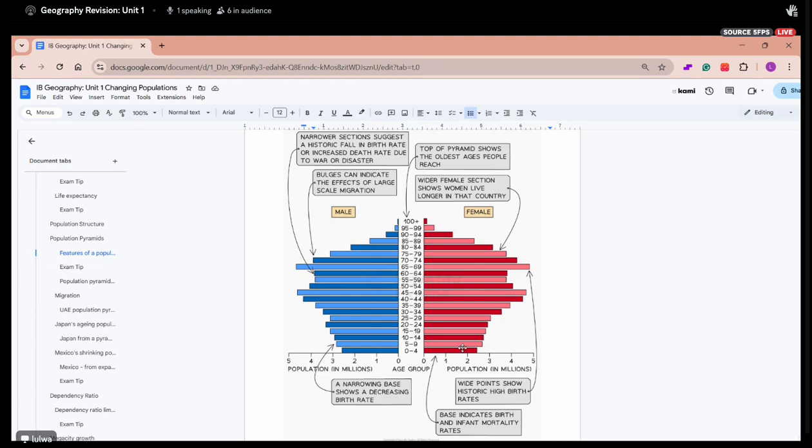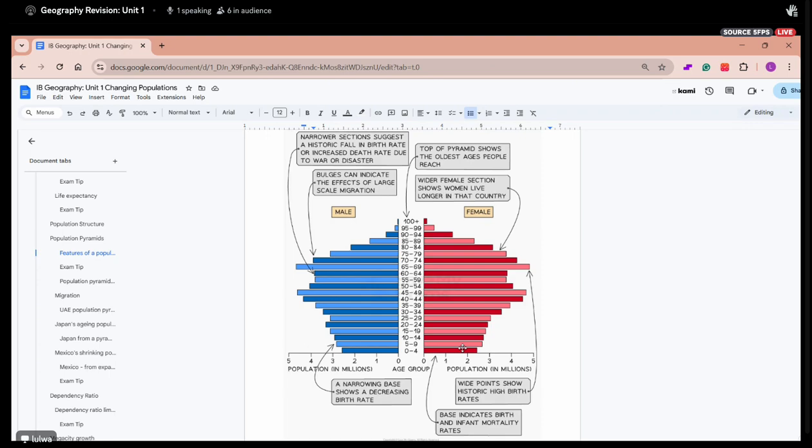The top of the pyramid shows the oldest ages. The base shows birth and infant mortality rates. Wide points show high birth rates at a certain point in history. A narrow base shows a decreasing birth rate. And then a wider female section shows that women live longer in this country than men.